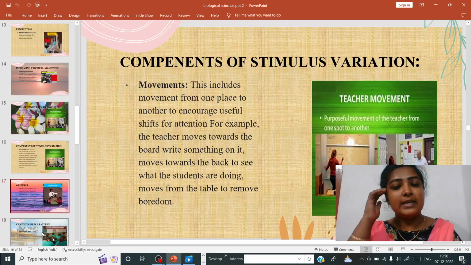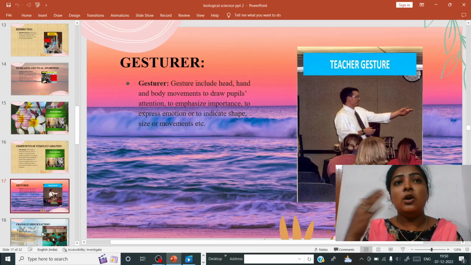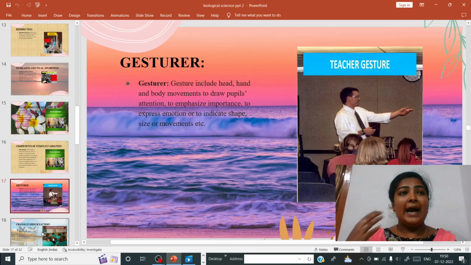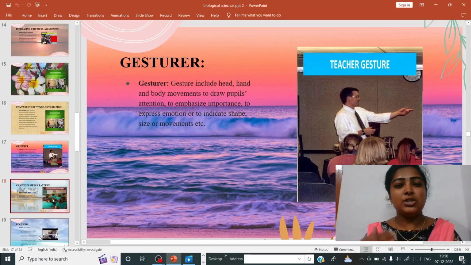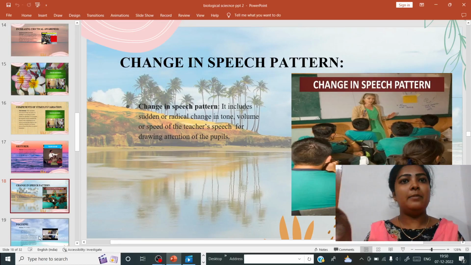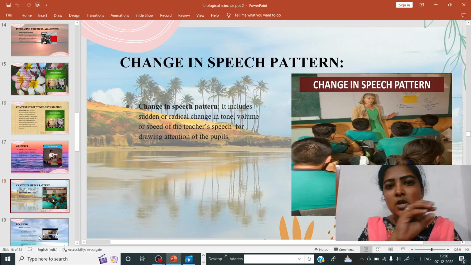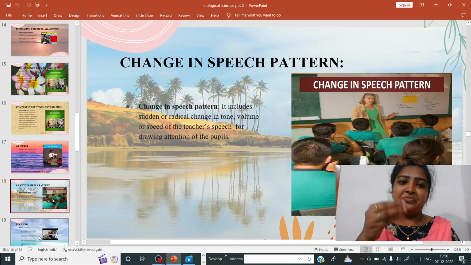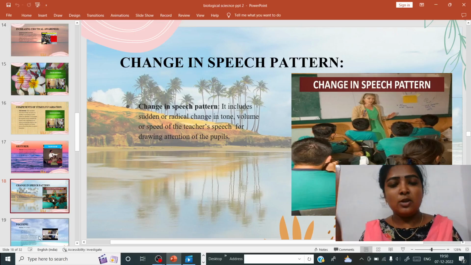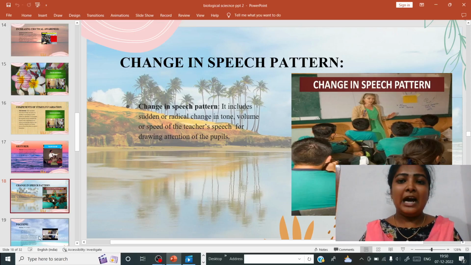Then the gesture part. This includes movement from one place to another, action and body movements that draw pupils' attention, emphasize the importance of expressions and emotions, and indicate shapes. Then the change in the speech pattern. As a teacher we make a deliberate change in the speech pattern, a change of tone in sequence, with high pitch and low pitch, an alternating change of speech pattern followed in micro teaching.